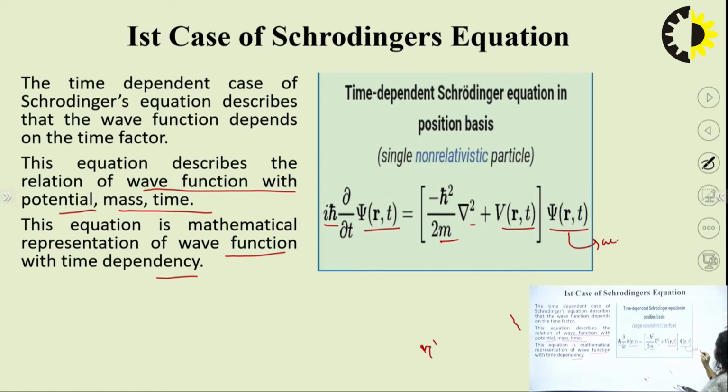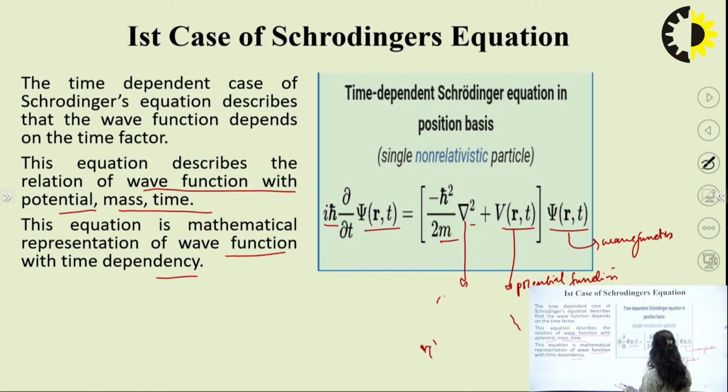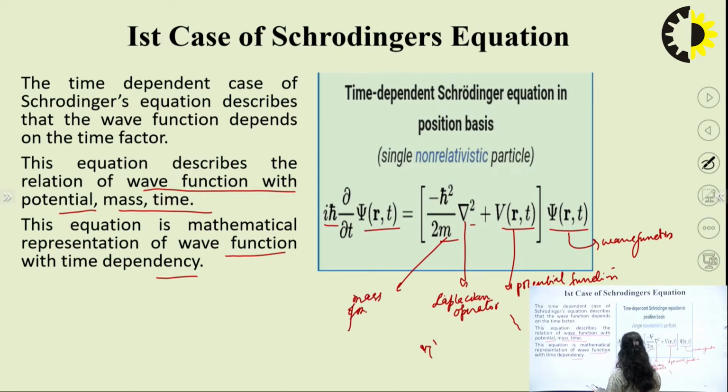So this is the wave function. This V(r, t) is the potential function. Del square is the Laplacian operator. m is the mass of the particle. And h cross is again h by 2 pi, which is Planck's constant divided by 2 pi. So this is the first case of the Schrodinger wave equation, which gives only the time dependency.